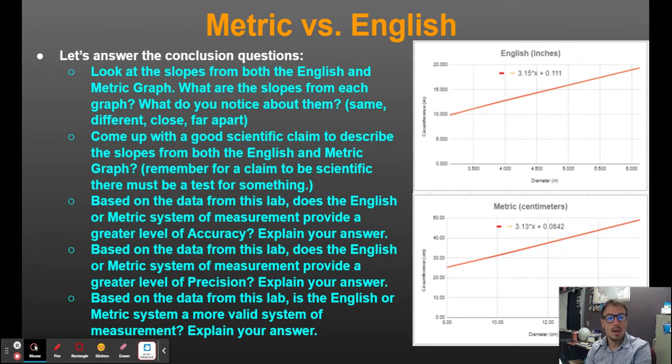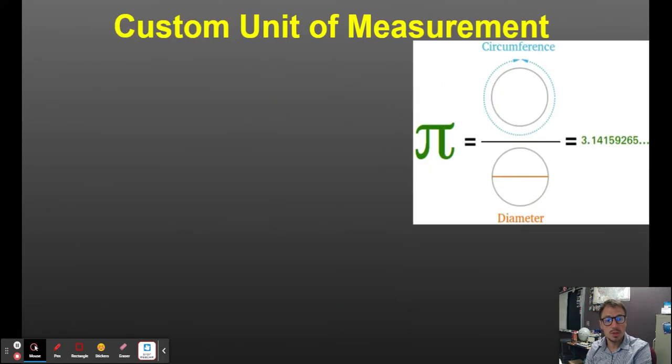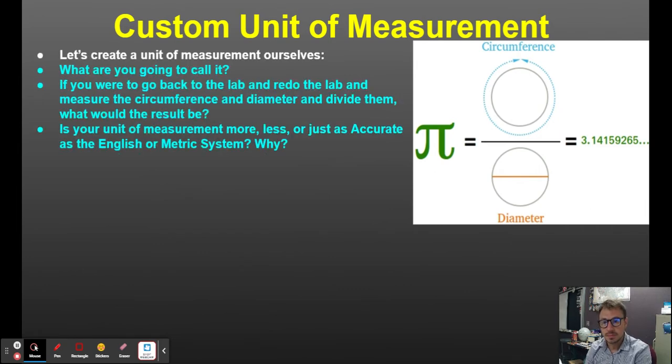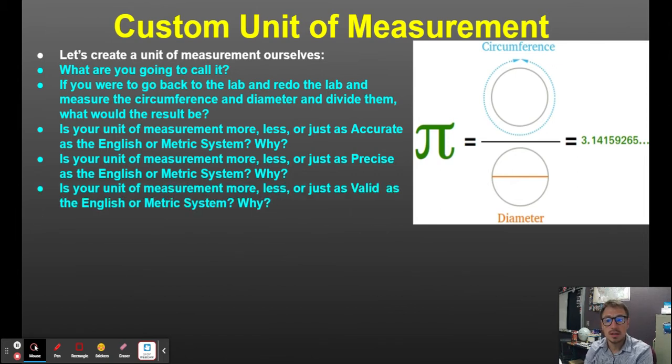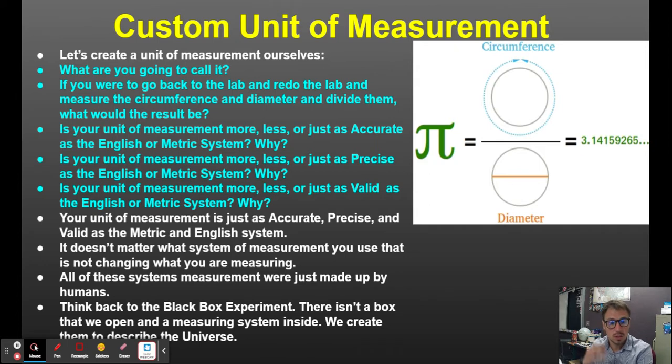The reason that number is around there is because the circumference divided by diameter is always going to be pi. That's going to be the ratio. So if someone were to make up their own measurement system, it doesn't matter what it is. It's just how we describe it, right? Think of the black box experiment. Humans weren't given a measurement system and told this is the universal measuring system. Every measuring system, the English and the metric, is just as valid, just as accurate, because that doesn't change what's being measured. It just changes how it's being described.